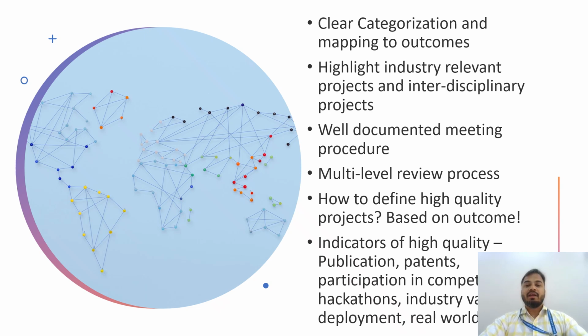How to define high quality projects? You are going to define the quality of a project only based on the outcome. As I suggested earlier, if a project is leaning towards a product, a working model, a prototype, you can categorize it in one quality. If a project is leading towards IPR or paper publication, that is another quality. If a project is solving a problem of society or human challenges, it is categorized in another quality.